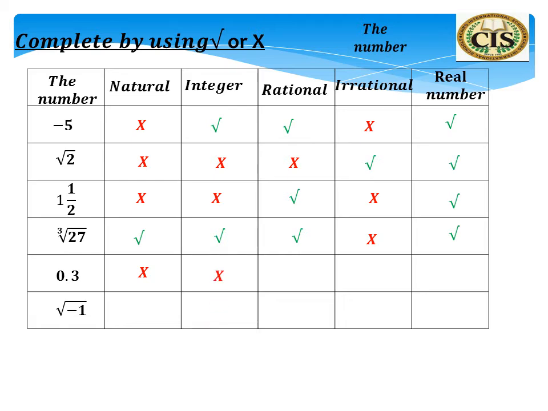0.3 is not natural and not integer. 0.3 is rational because we can write it as 3 over 10. It isn't irrational and it belongs to R. What about root of negative 1? We know the square root of any negative number can't be found. We can't find any number times itself equal to a negative. So root of negative 1 isn't natural, isn't an integer, isn't rational, isn't irrational, and isn't a real number.